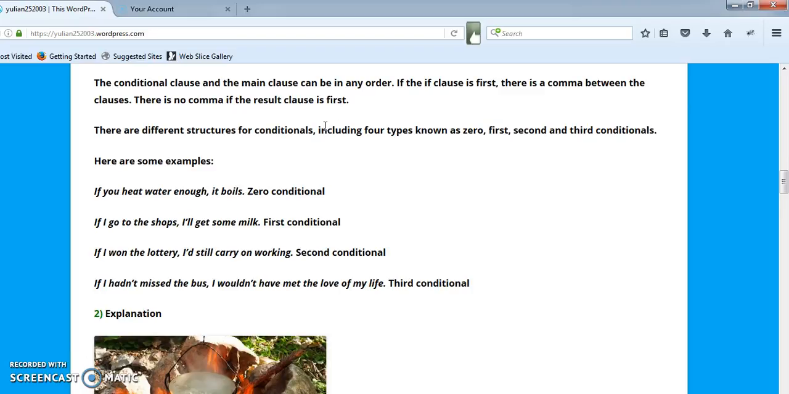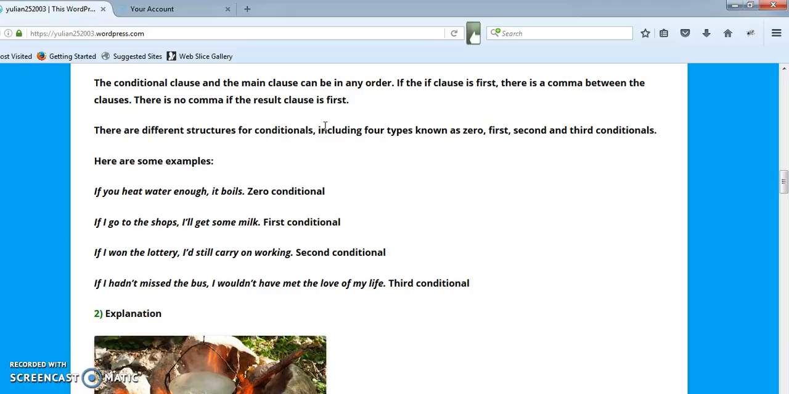Zero conditional. If you heat water enough, it boils. Zero conditional. Okay? In this sentence, we can see two parts. In the first part, we can see present simple, a verb in present simple. If you heat water enough, it boils. It boils. It's a natural situation. Okay.